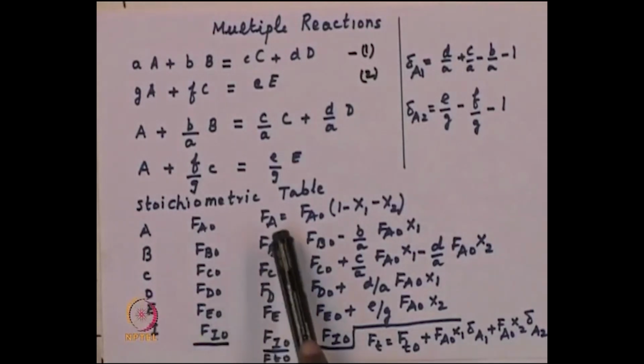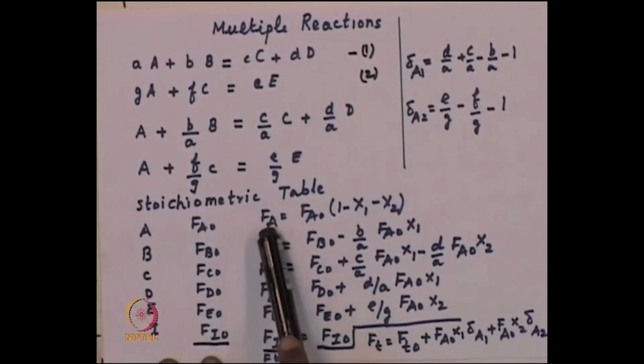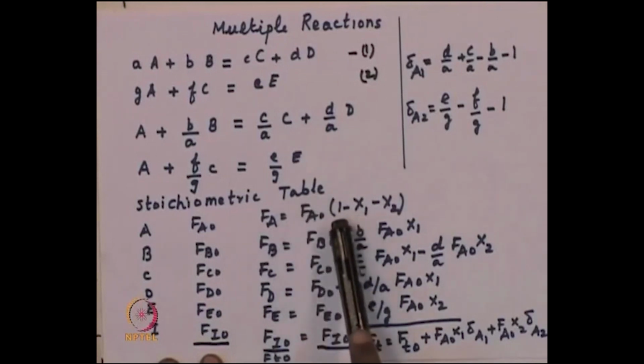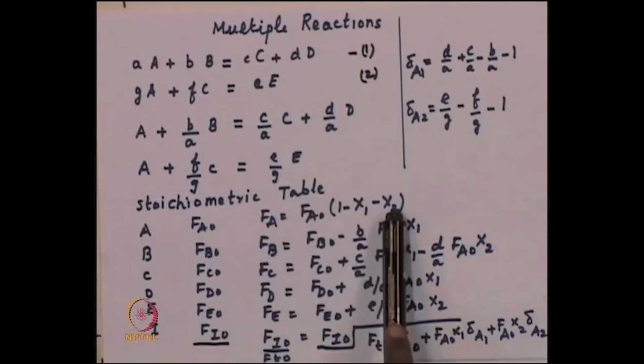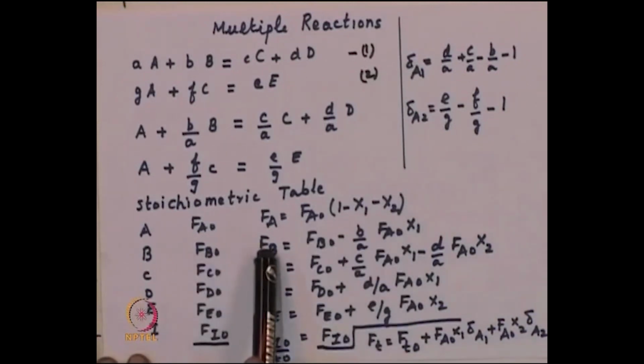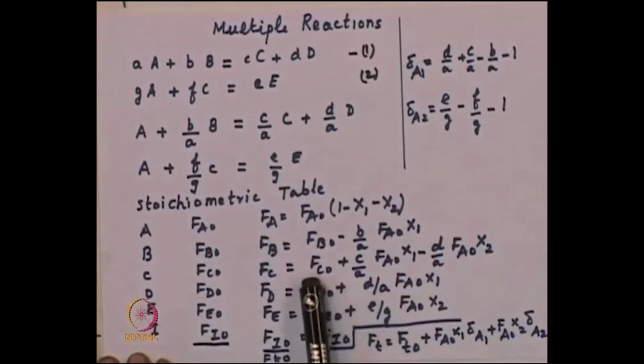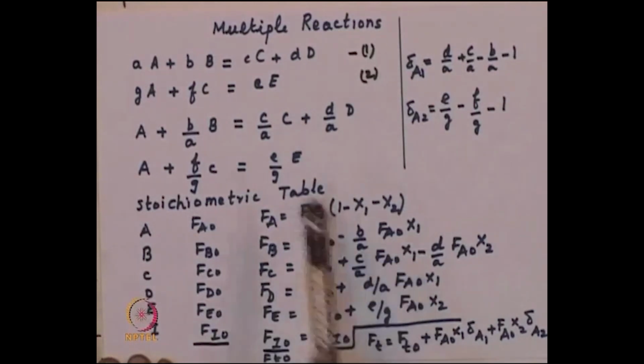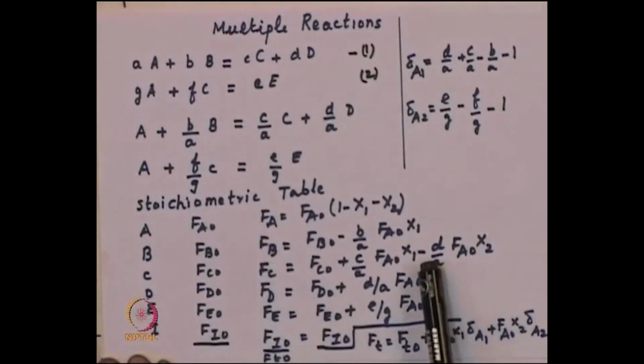That is why the amount of A that remains unreacted is the amount of A that you put in multiplied by 1 minus x 1 minus x 2. This is how we postulate what is happening. Once you do this, what happens to B? B is reacting by this reaction, therefore, I have written the unreacted B as given here. Similarly, C is formed from reaction 1 and consumed in reaction 2. C is formed from reaction 1, C by A F A 0 x 1. C is consumed in reaction 2, therefore, I put a minus sign. D is formed in reaction 1, so D is D by A F A 0 x 1. E is formed in reaction 2, therefore, F A 0 x 2.